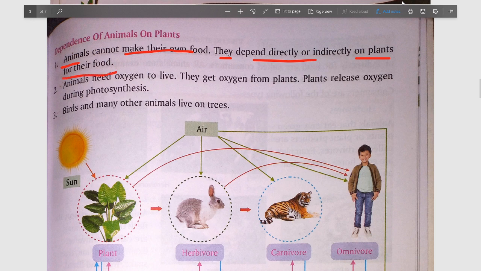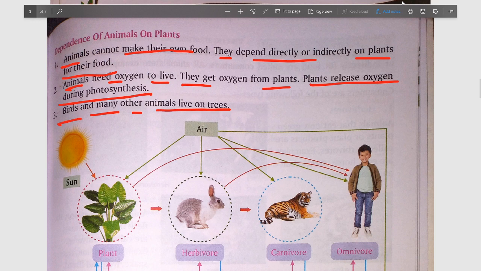Like we human beings, we need vegetables, we need fruits, we need cereals, we need whole grains. All these things are provided by plants. So we can say animals cannot make their own food. They depend directly or indirectly on plants for their food. Now animals need oxygen to live. They get oxygen from plants. Plants release oxygen during photosynthesis. Third, birds and many other animals live on trees.